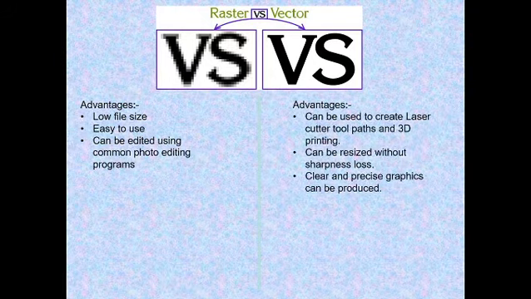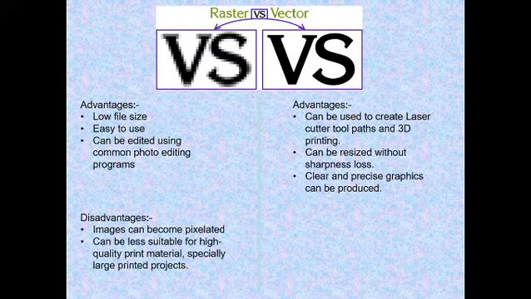The advantages for vector: it can be used to create laser cutting toolpaths and 3D printing. You can resize it without any loss of sharpness, and it's clear and precise no matter how big or how small it becomes. Disadvantages for raster: it can become pixelated, and it's less suitable for high quality and large printed items, which I said before because of this pixelation idea.